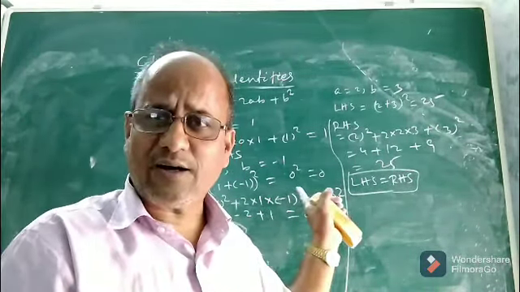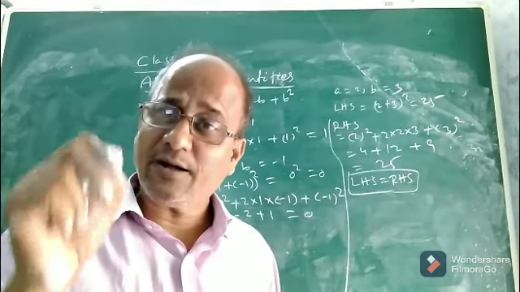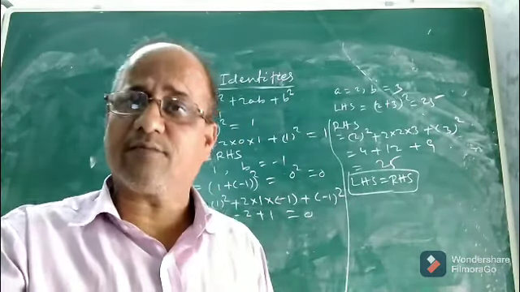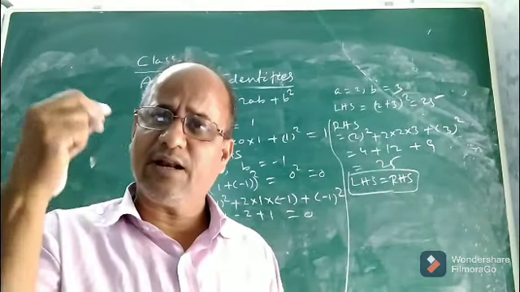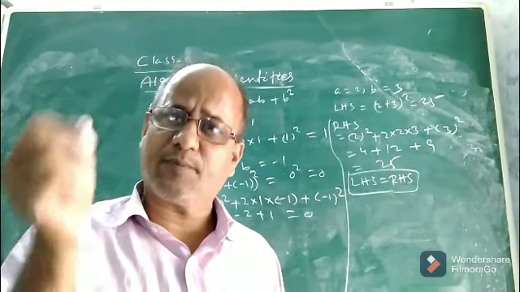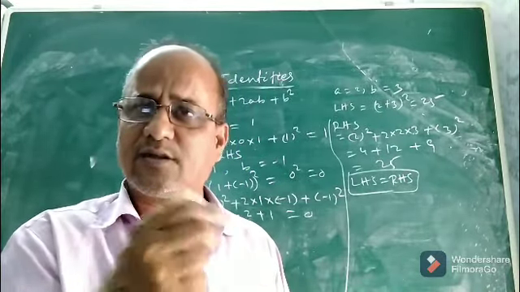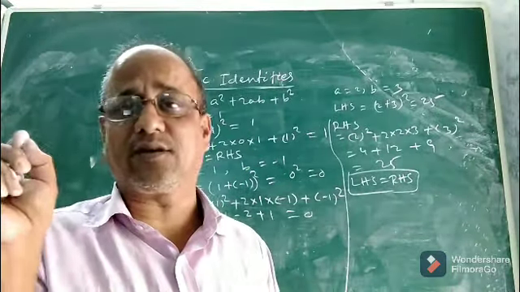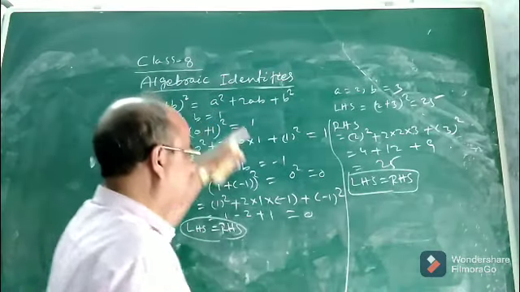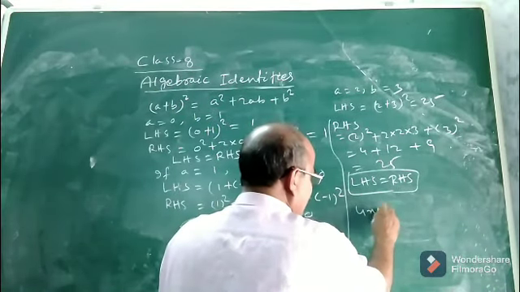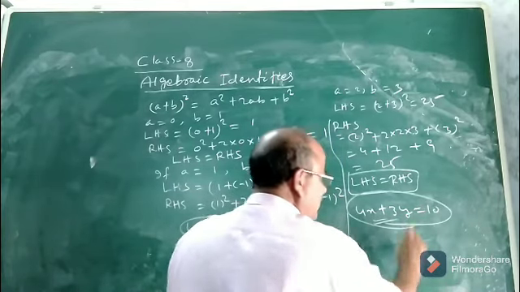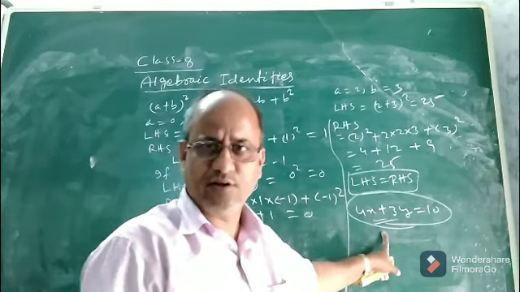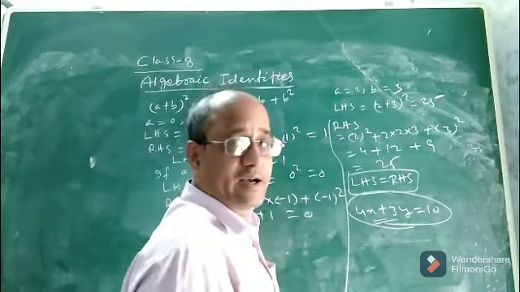So an identity is an equation, but it is true for all values of the variables or unknowns present in it. Whatever values you assign to the variables present in the equation, the equation will be true. Then only we say that the equation is an identity. So this is an identity, but what I had taken earlier, in the first example, 4x plus 3y equal to 10, is not an identity, this is an equation.